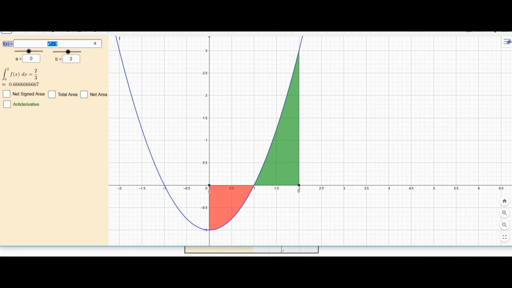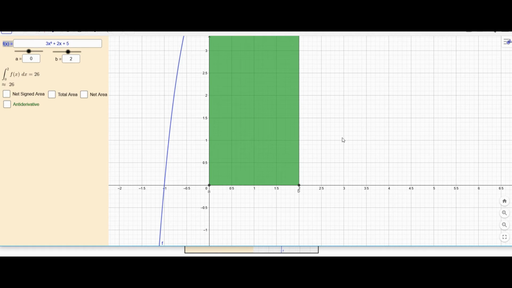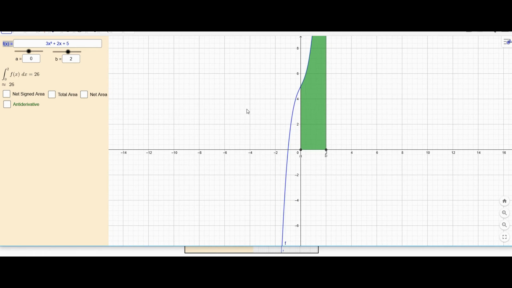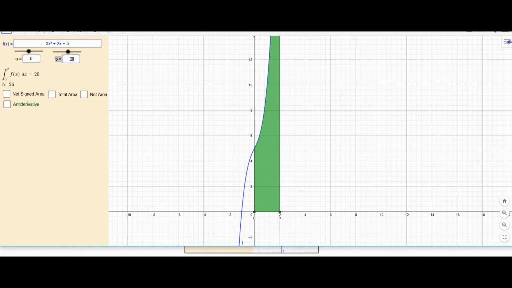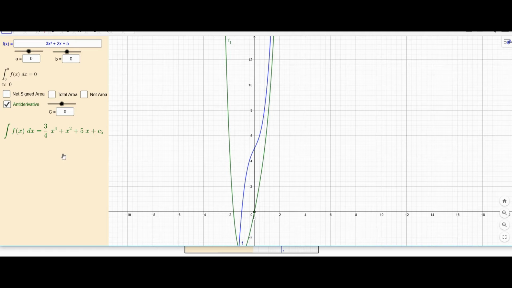3x cubed plus 2x plus 5. So 3x cubed plus 2x plus 5. Just like that, it graphs it. And we're not interested in the definite integral right now, so the best thing to do is just maybe let those be the same number so that kind of disappears. But then we want to see the antiderivative. And here's the family of antiderivatives plus C. This is the C is 0 at the moment. And now that with the slider, I can slide this and change that value of C.